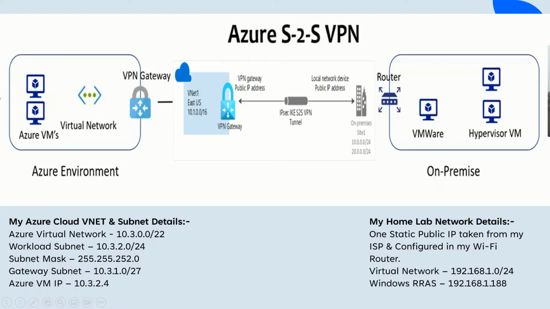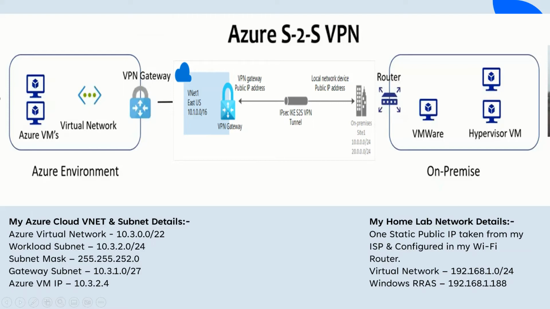On the right side, we have our on-premises environment. I have VMware Workstation installed on one of my machines, wherein I have a couple of hypervisors and a couple of VMs running. In a typical scenario at the on-premises side, as shown in the diagram on the slide, a routing device, a proper Cisco router or any other vendor's router, would generally be there.